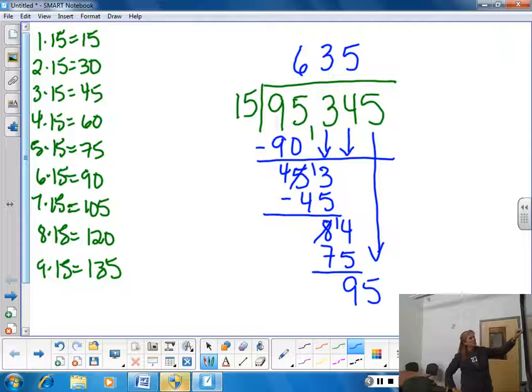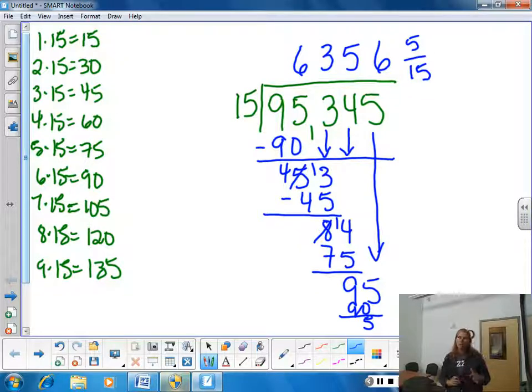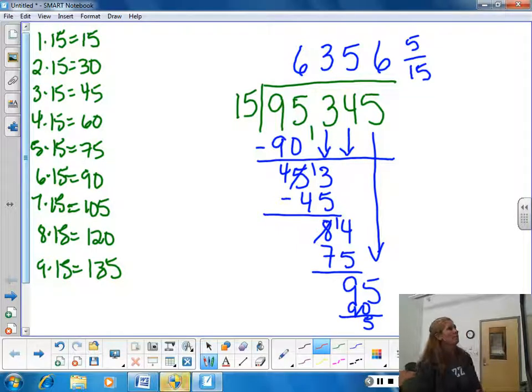15 times 6 is 90. Just about ran out of space, and I've got 5, and 15 does not go into 5, so therefore I have 5 over 15 remaining. So what I want to say to you is you don't always get a remainder. Sometimes something goes in there evenly, but I'm practicing remainders because those are usually the harder cases. Now I'm going to check this always, because I really think you find mistakes, and it's a good practice to do this.